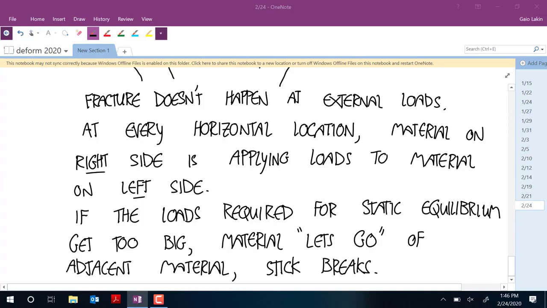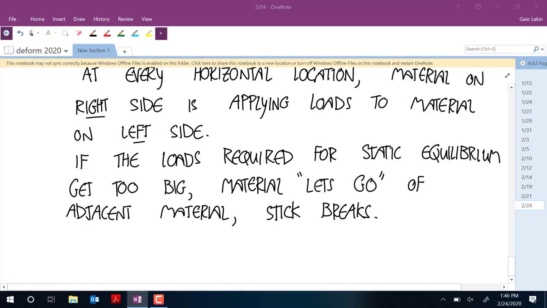So in other words, for figuring out when something's going to break, it's not really important to figure out what the external loads are, where the external loads are big. What's really important is figuring out what the loads are that the material has to apply to the adjacent material. When that gets too big, that's when the two pieces of material separate from each other. And this is the internal loads. Those loads that one side of the stick has to apply to the other side of the stick.